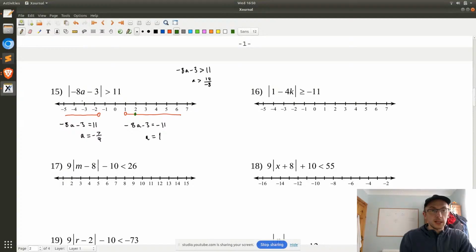-3, put that in there. -8 times -3 is 24. 24 take 3 is 21. Absolute value of 21 is greater than 11, so that passes. Then put in 0. 0 take 3, the absolute value of that is 3, and is 3 greater than 11? No. So 0 fails. Okay. I think I'm getting the hang of it now.